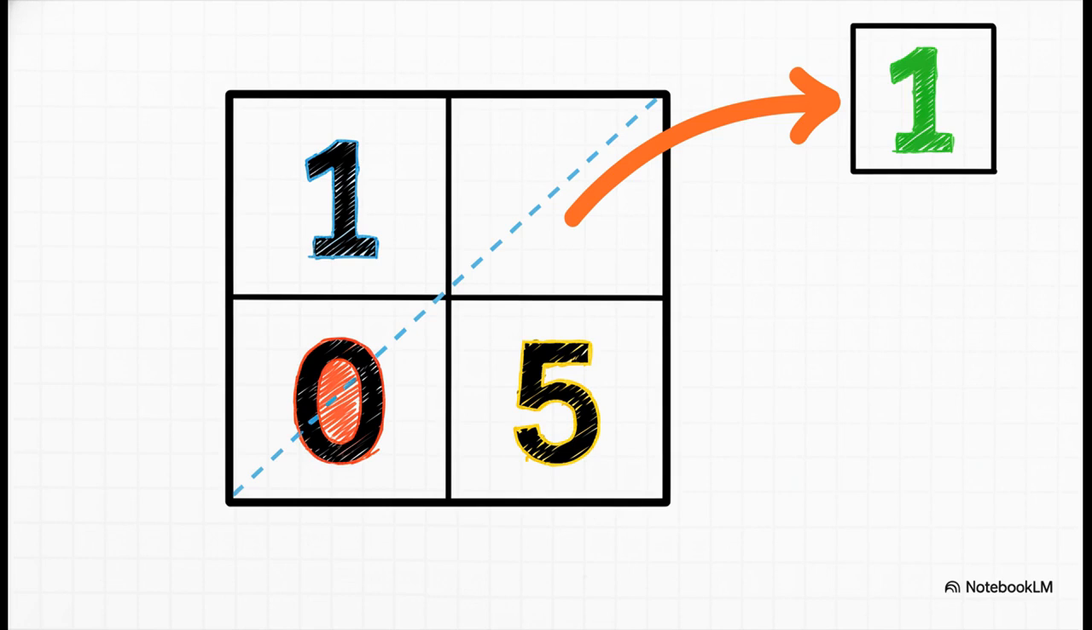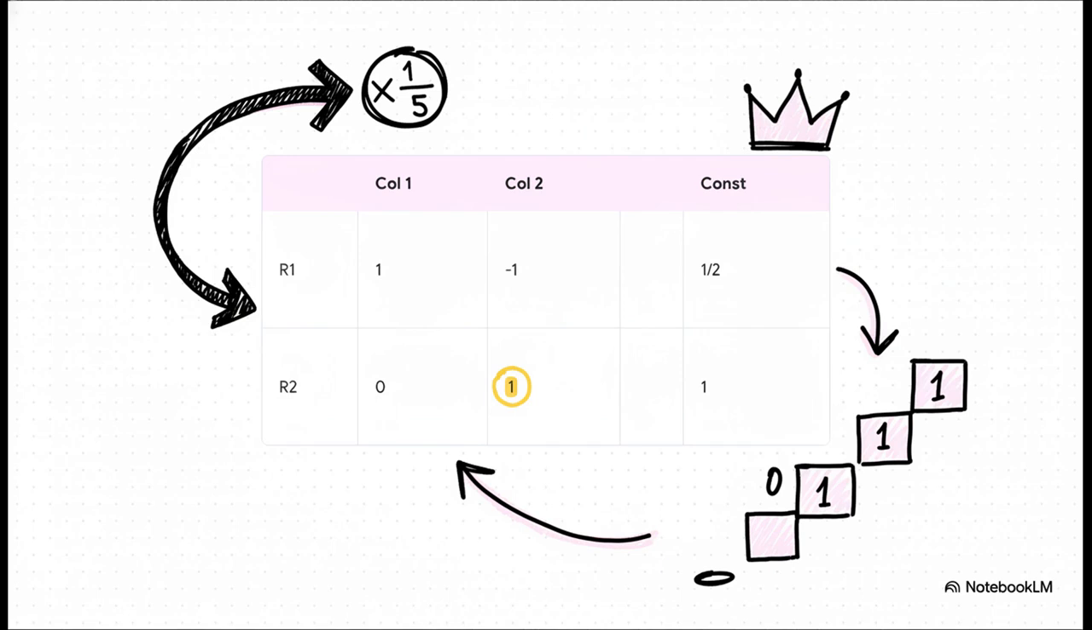The very last step to get this thing into our target row echelon form is to change that 5 in the second row into a 1. We need a 1 on the diagonal. And this is a perfect job for our second legal move. We're just going to multiply that entire second row by 1/5. And there it is, a perfect staircase. We have 1s on the diagonal and a 0 below it. Our matrix is officially in row echelon form.